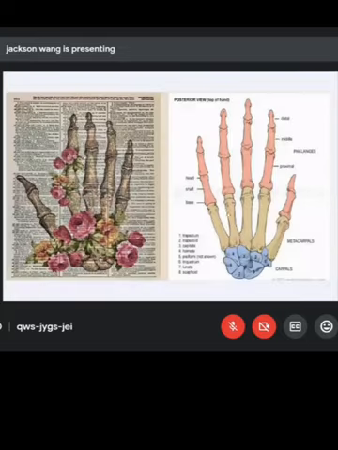So, this is the posterior view of the hand. The carpals, the metacarpals, and the phalanges.